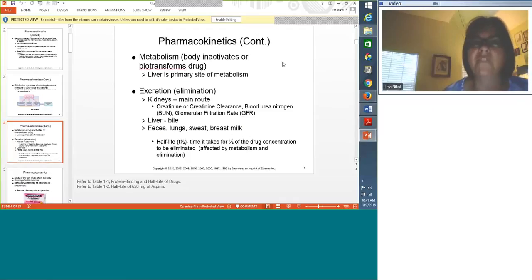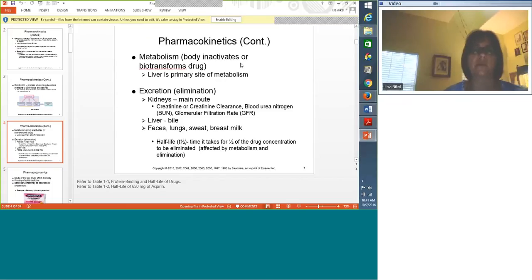So more pharmacokinetics. We said it was ADME. So we had absorption, distribution. Now we have our metabolism. Metabolism is where the body inactivates, or you'll hear the word biotransforms, drugs. It transforms them into something inactivated. You need to know that the liver is the primary site of metabolism.